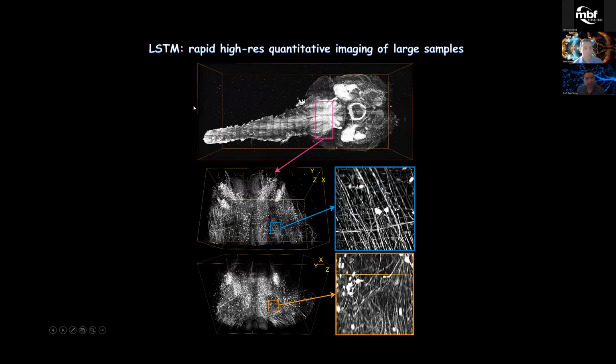And it's a Thy1-EYFP brain. The brain sample is from Thy1-EYFP transgenic animals. In those animals, essentially EYFP is expressed in the majority of neurons in the brain, but not all of them.